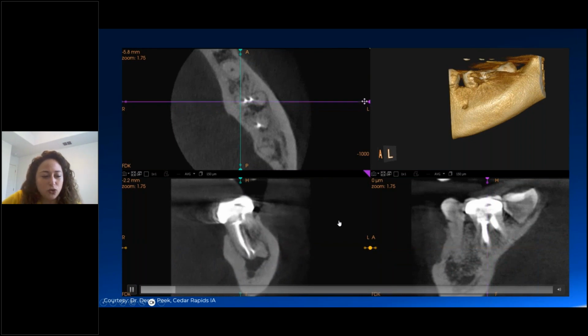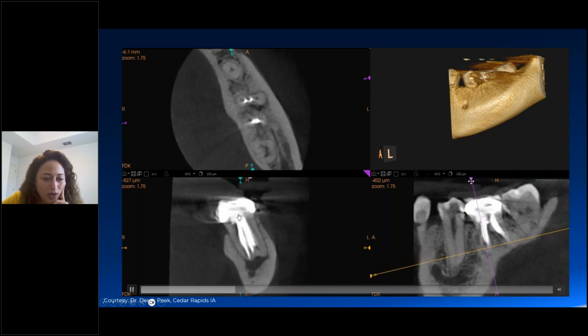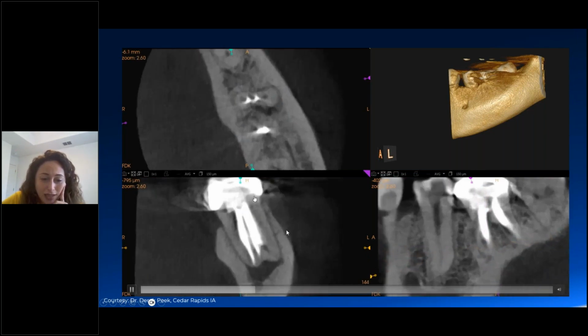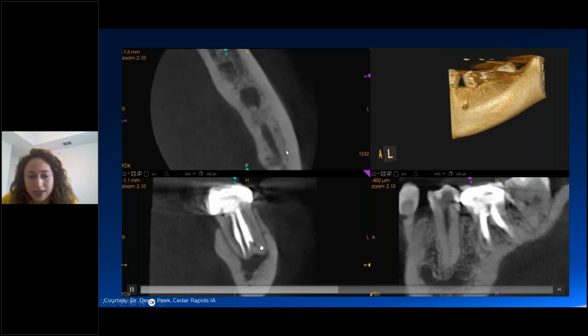I'm just going to show you how we can align our movement handles just like we did in the previous scan. And as we align them on each view, we can see more clearly. So we can see directly where we have that untreated canal, and where you should access it from.